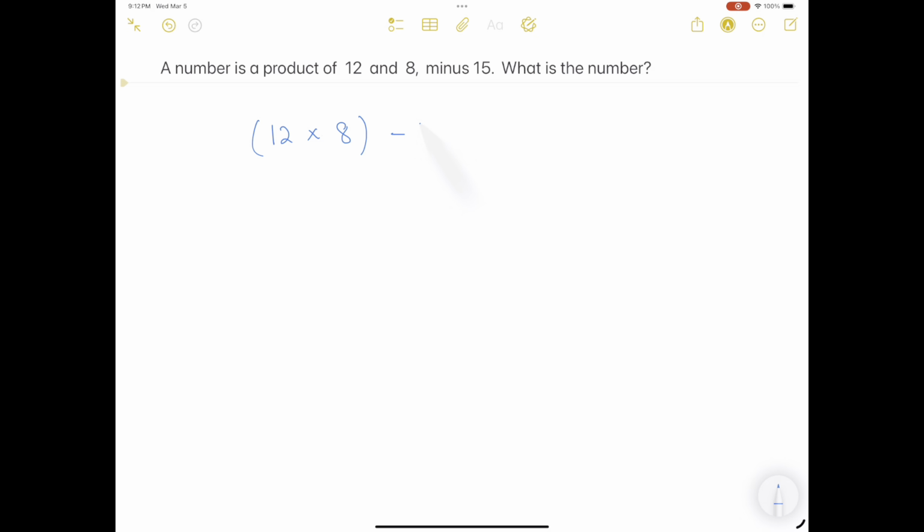A number is a product of 12 and 8 minus 15. What is the number? So that would be 12 times 8 in parentheses, because we do that calculation first, and then minus 15. So 12 times 8 minus 15 equals the number. So we start with 12 times 8. We do that calculation on the side to get 96.